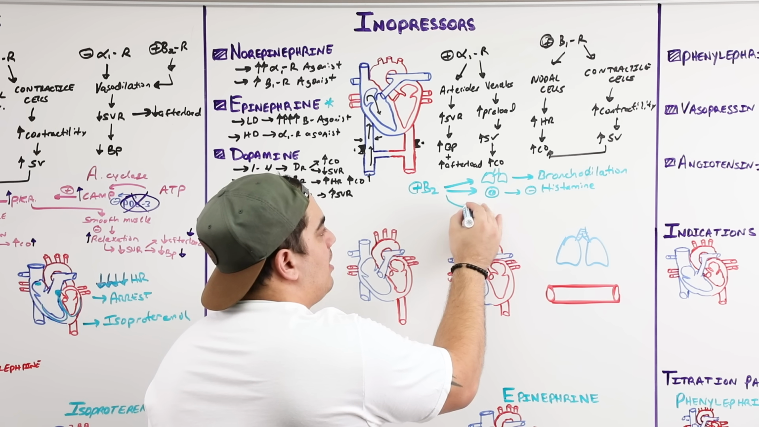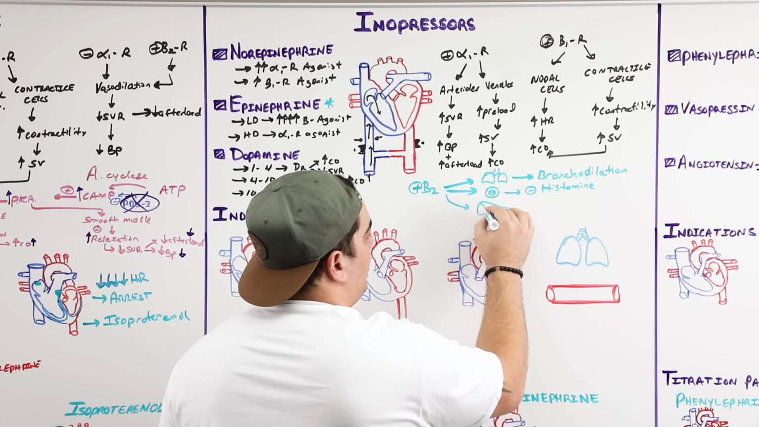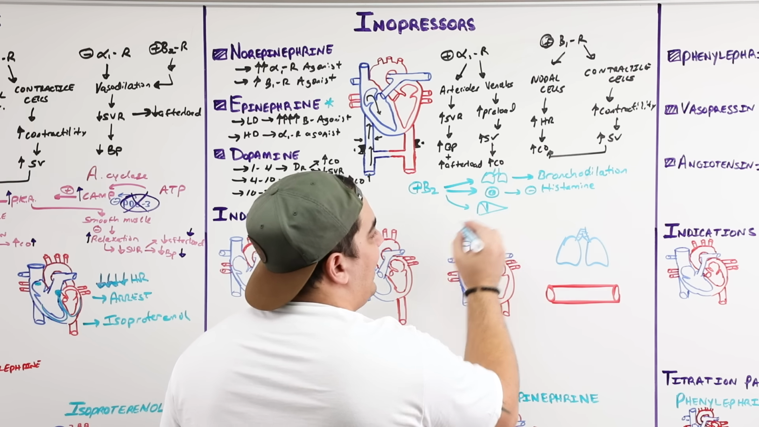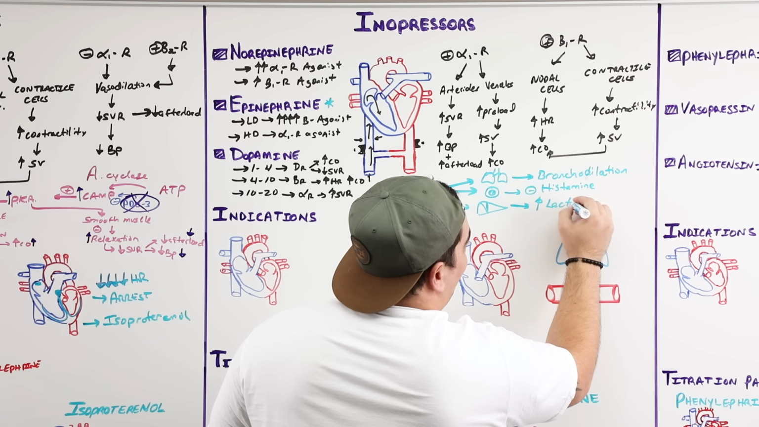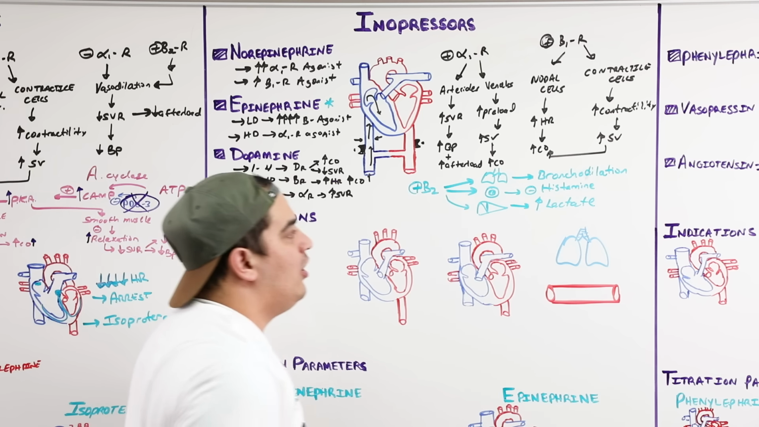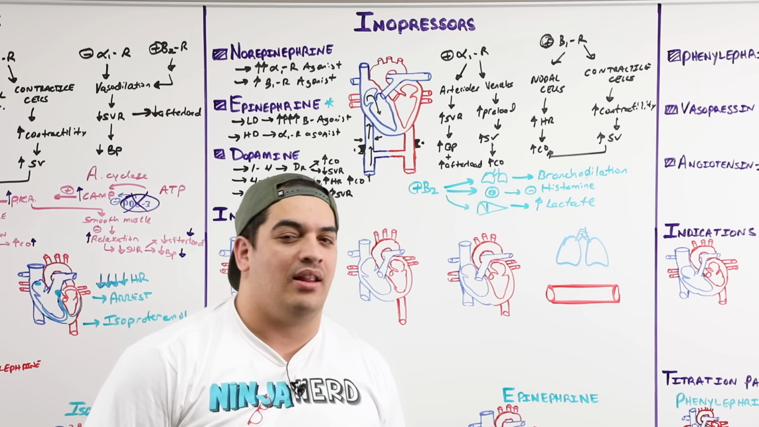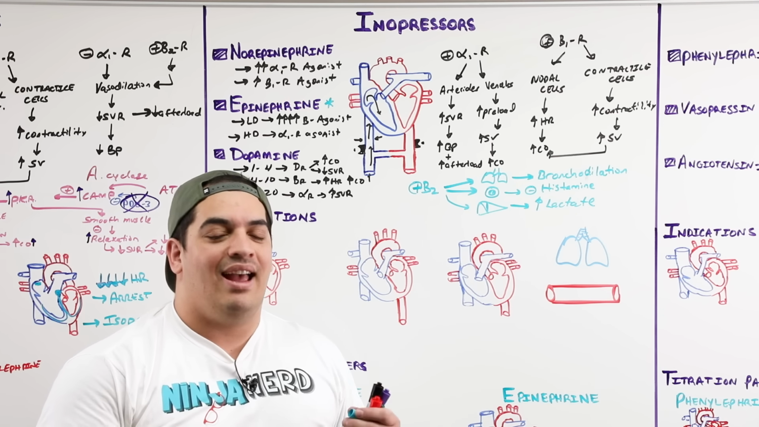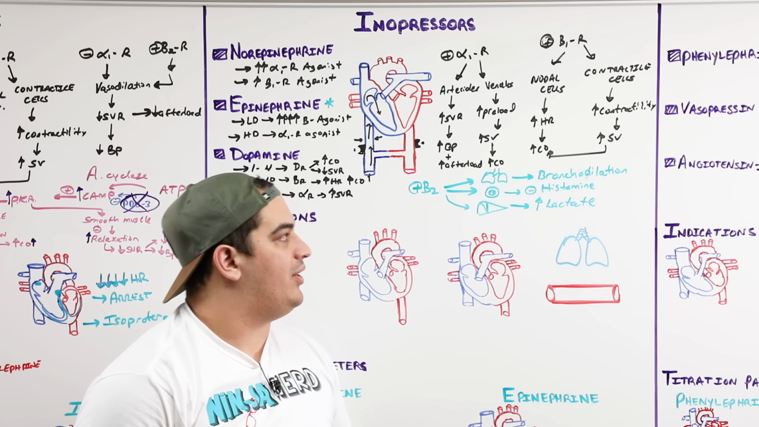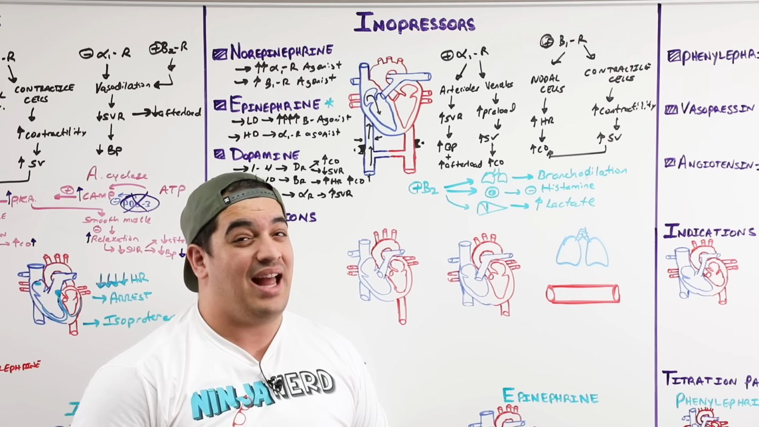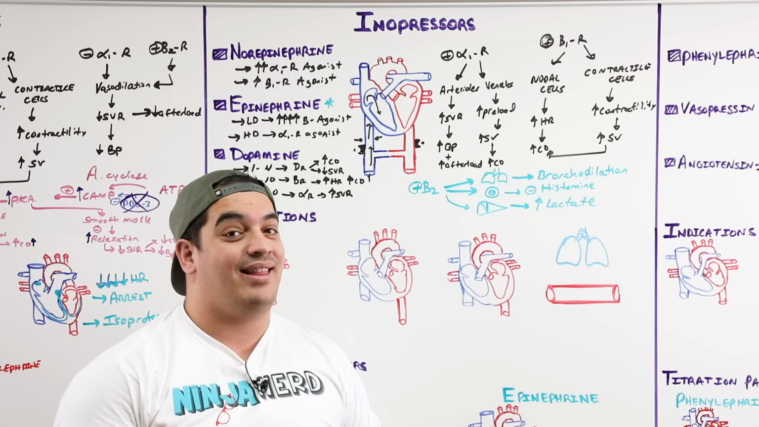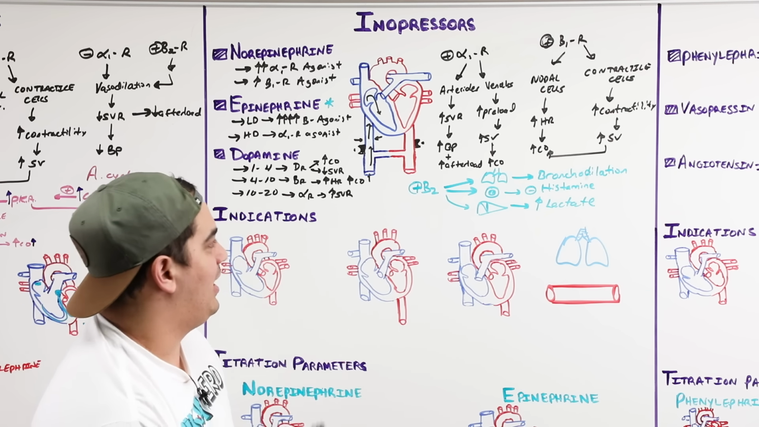But here's the most interesting part, and this one's going to come into play pretty heavily when we talk about some of the pros and cons. It acts on the liver. And when it acts on the liver, it increases the production of lactate. Why is that important? We'll talk about it a little bit later, just don't forget that. Epinephrine acts on beta-2 receptors, which can give you bronchodilation, inhibit histamine response, but also increase your lactate production. And that may sound like a bad thing, but it's not. We'll get to that a little bit later.